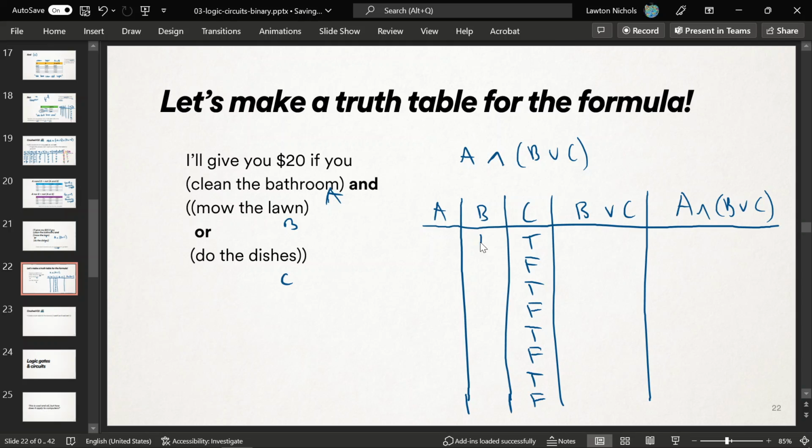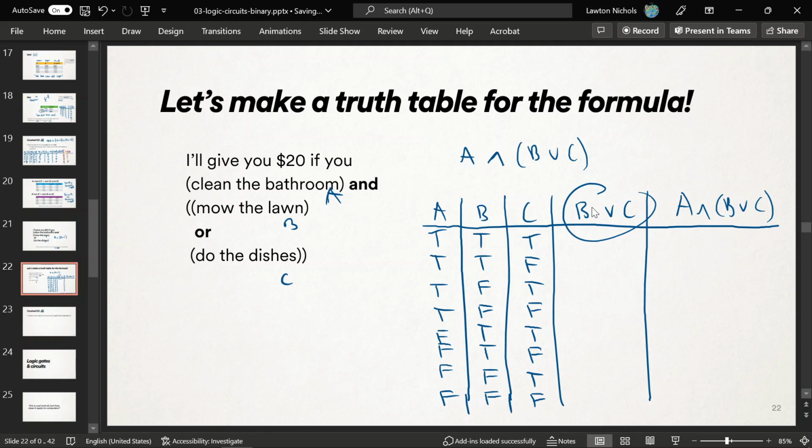And then for B, you say true, true. It stays longer on the true. True, true, false, false. True, true, false, false. Every 2, it changes. And then for A, it changes even less often. Every 4, it changes. So true, true, true, true, false, false, false, false. This is a standard way of filling out a truth table. It doesn't really matter as long as you have all the cases. That's an easy way to get all the cases.